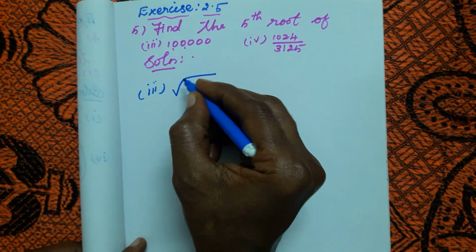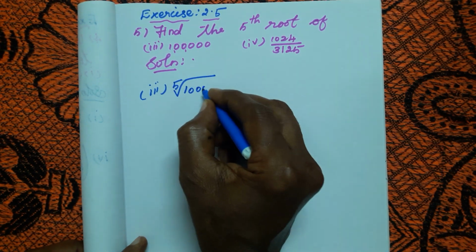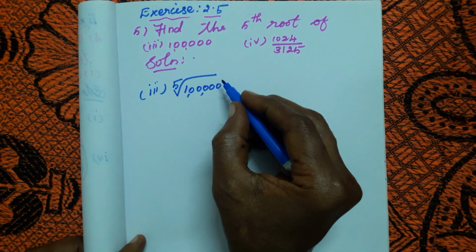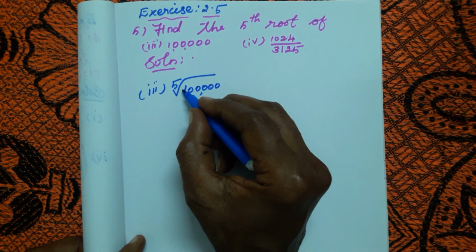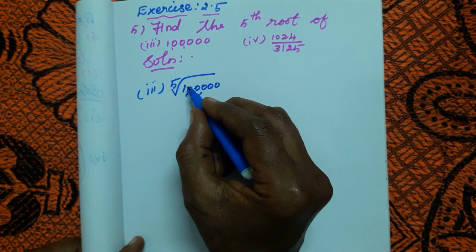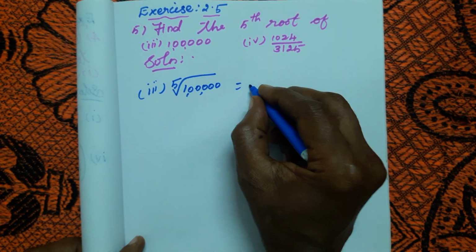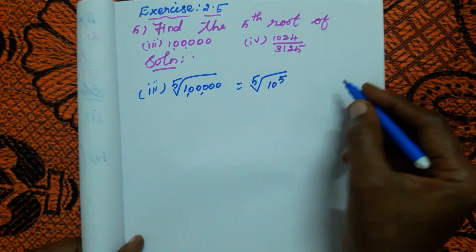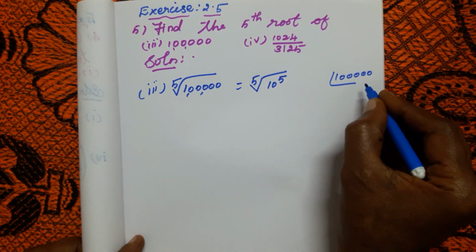Fifth root of 1 lakh. It is a very easy question. How many zeros are there in 1 lakh? How many digits are there? 1, 2, 3, 4, 5, 6. Here, 1 followed by 5 zeros. How can we write it? Fifth root of 10 power 5. Is it correct? Otherwise, when factorizing 1 lakh, what are we getting?